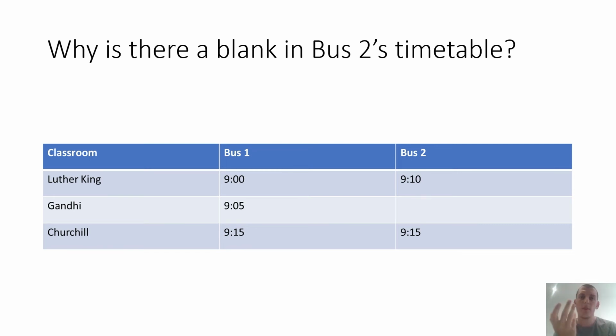Excellent. So why is there a blank in bus 2's timetable? Okay, the reason is because the bus does not stop there. If there's a blank, it means that the bus does not stop there. So bus 1 stops at Luther King, Gandhi, and Churchill, but bus 2 only stops at Luther King and then it jumps straight to Churchill.